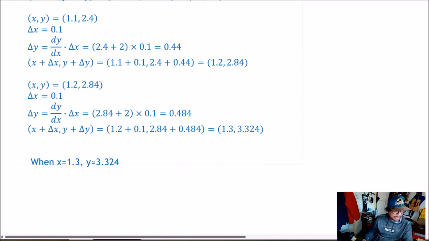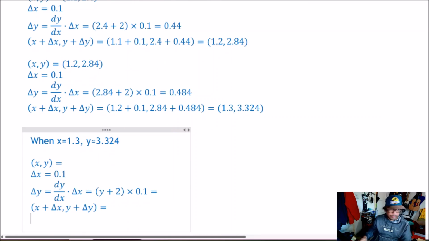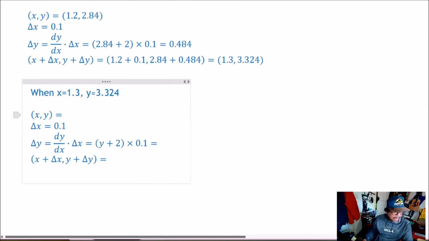And remember, the key steps here for you is to use a current coordinate, calculate delta x, calculate delta y as dy dx at the current point multiplied by delta x, and then calculate x plus delta x and then y plus delta y. Repeat the process until you have arrived at the correct x and y coordinates.